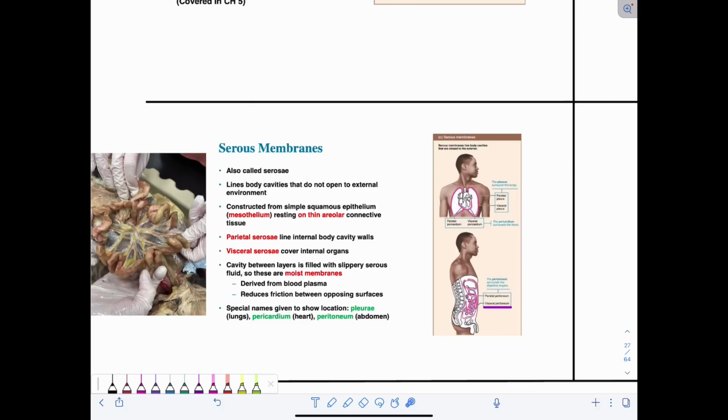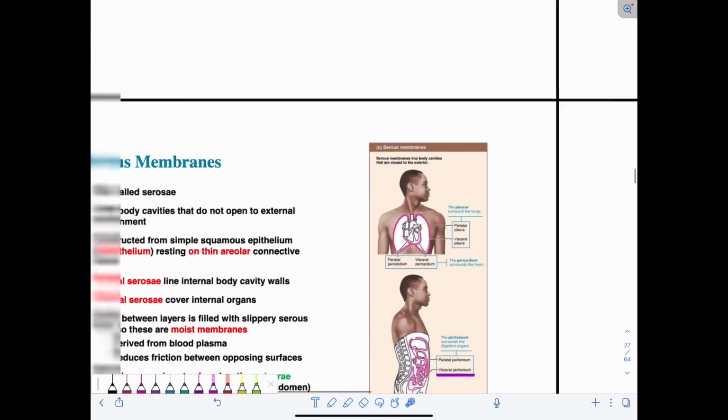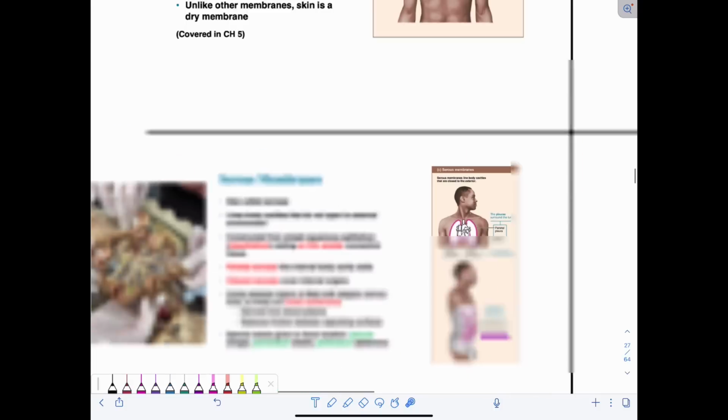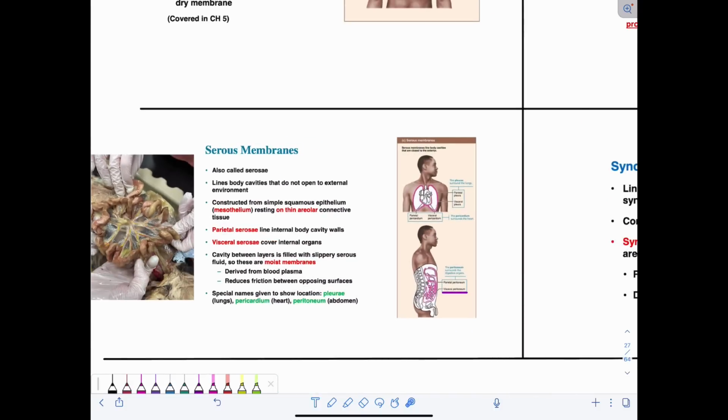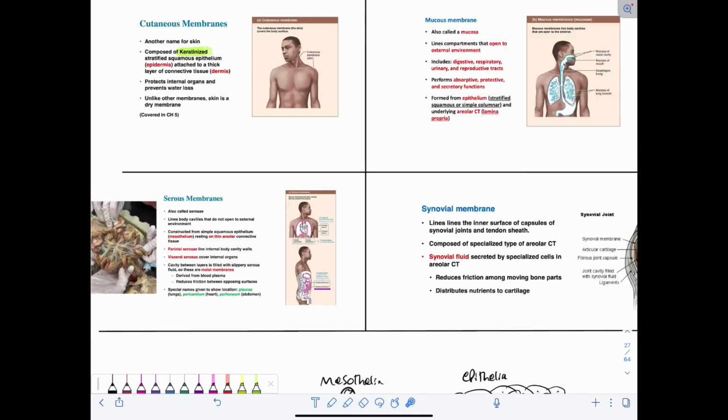You can either have parietal serosa that lines the inside body cavity walls. An example of this would be this whole thing here, which is the parietal pleural. And then the visceral pleural is the one that's actually touching the organ itself. It's visceral. So that's basically the difference here. The structure you see here is the peritoneum.